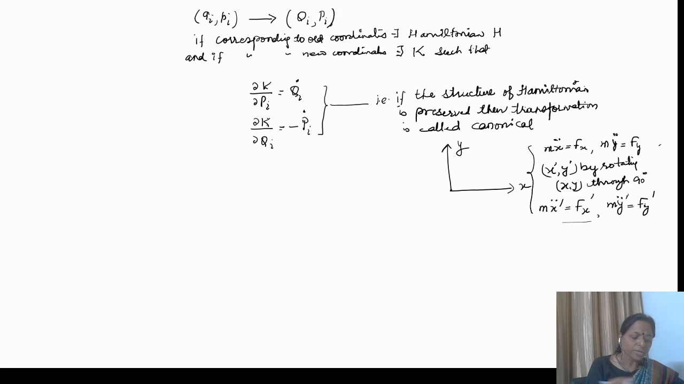You know that we talked about Hamilton's principle in Hamiltonian mechanics, and we derived the Lagrange equations of motion with the help of that Hamilton's principle. So what is Hamilton's principle?